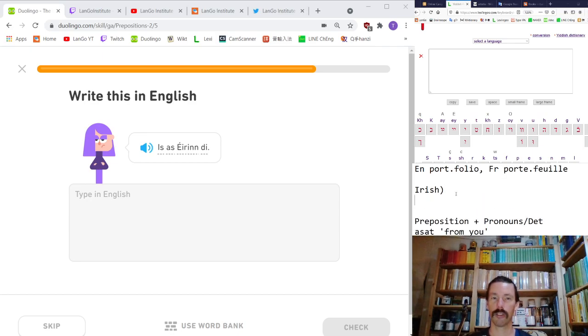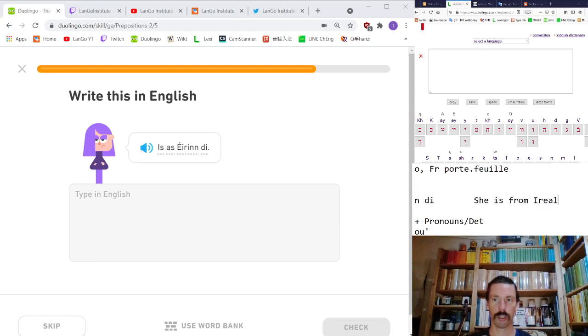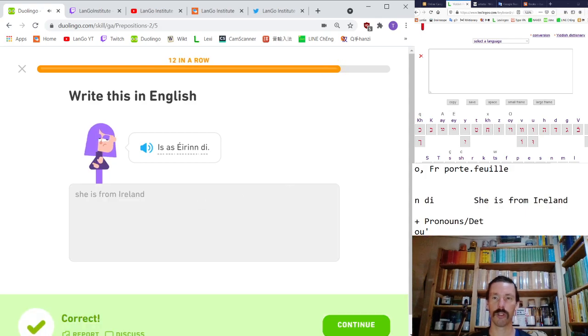So I'd expect the pronoun e, right? She is from Ireland. Is as Éirinn í. Case form G. I think that's what it means. So what is this G? Off her. What's that doing there?